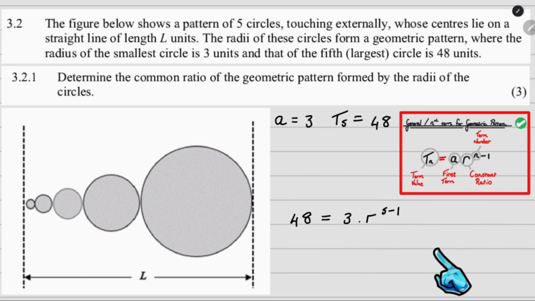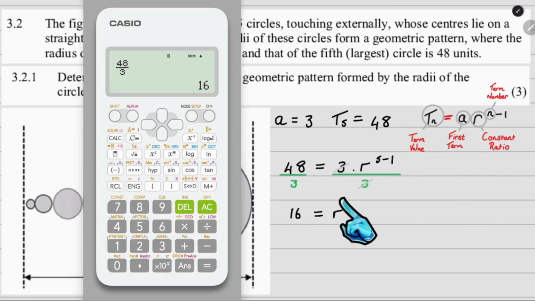And then I'm going to start working on getting the ratio on its own. So I'm going to divide both sides by 3 to get rid of this 3 here. And 5 minus 1 will give me 4. So 48 over 3 goes straight in the calculator and it gives me 16. And then these 3's cancel over here. And 5 minus 1 gives me 4.